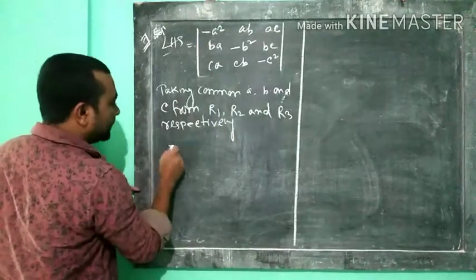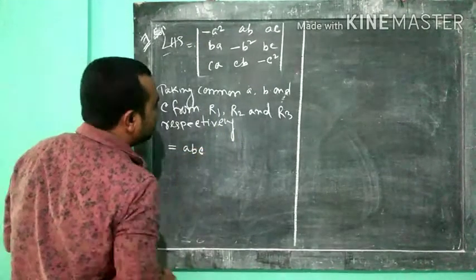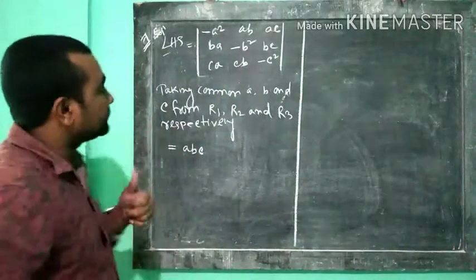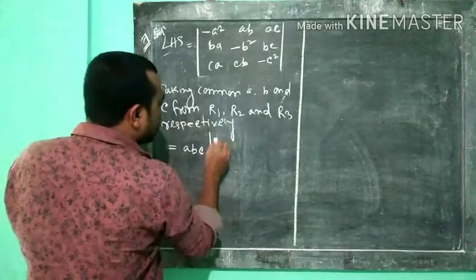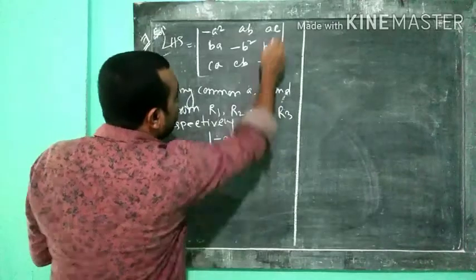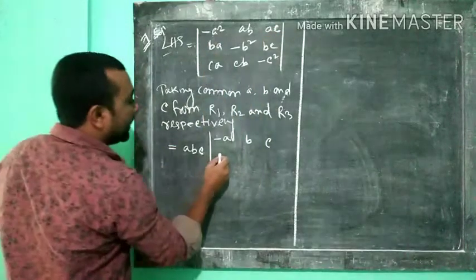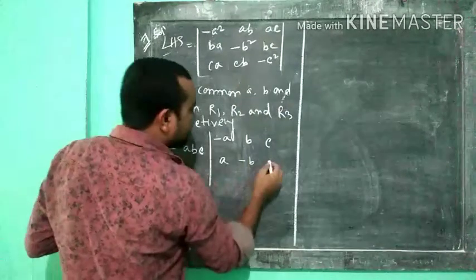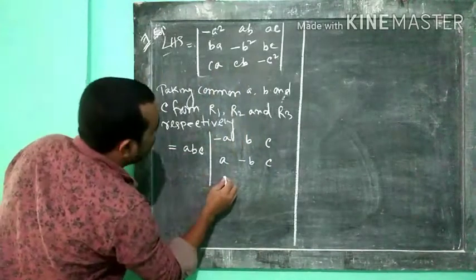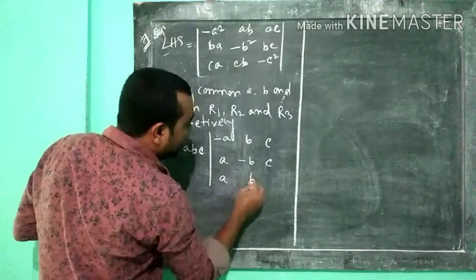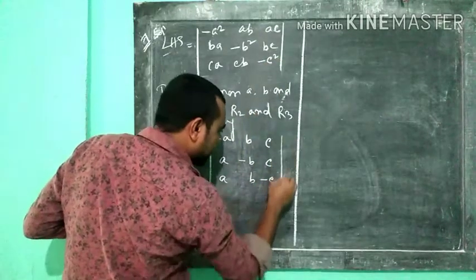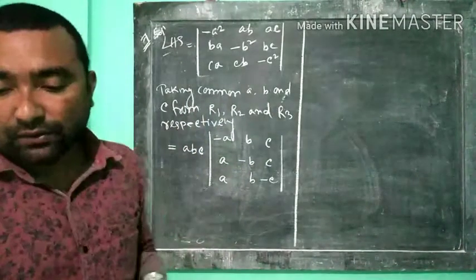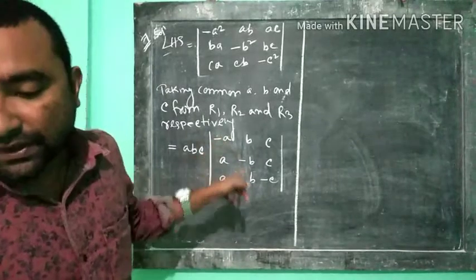If we take common respectively, then what do we get? abc is common. Here it is -a, b, c. Taking b common in the second row, here is a, -b, c. Here, c is common, so a, b, -c. So taking common a, b, c from R1, R2 and R3, we have this.